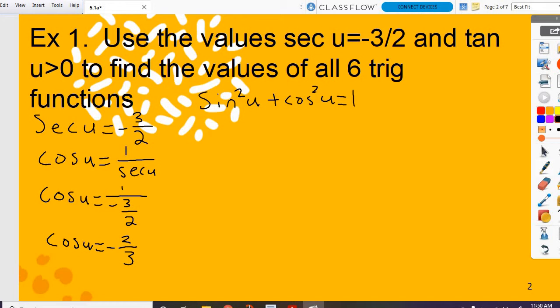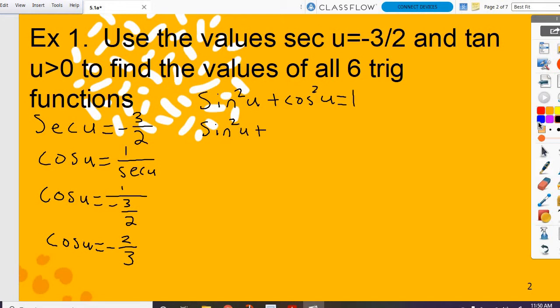So it might be helpful, at least while you're practicing them, to go ahead and write them out before you use them. So like I said, we don't know what sine is, so we're just going to leave that as our unknown. But we found what cosine is.